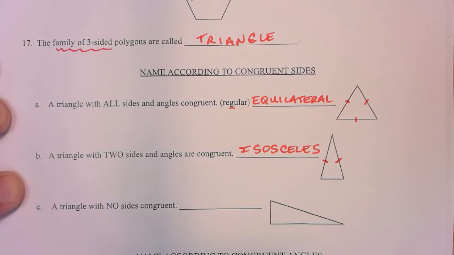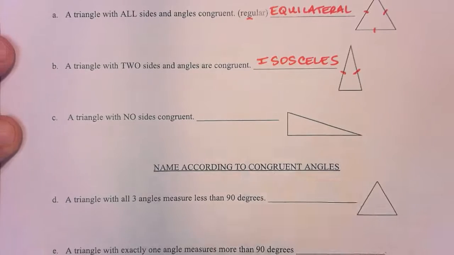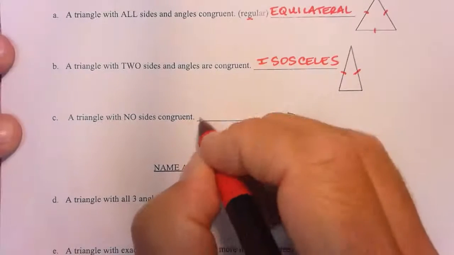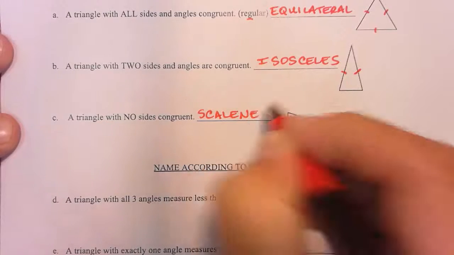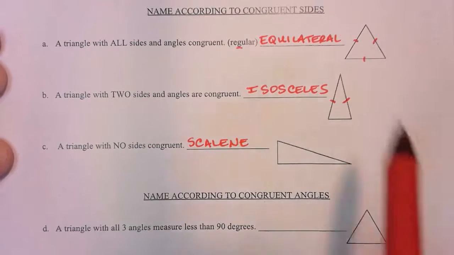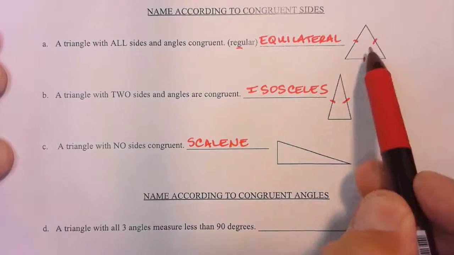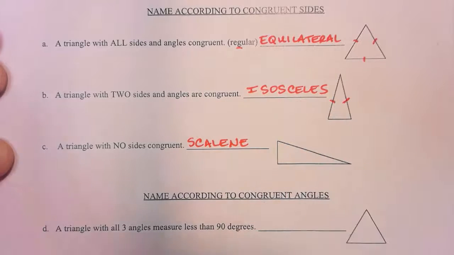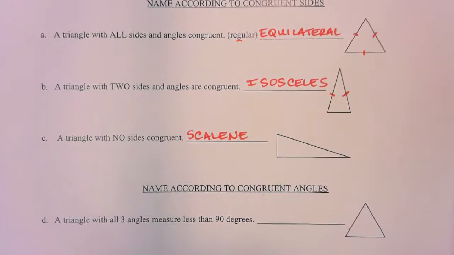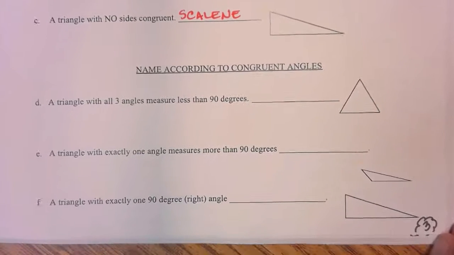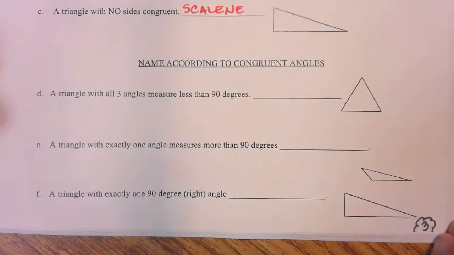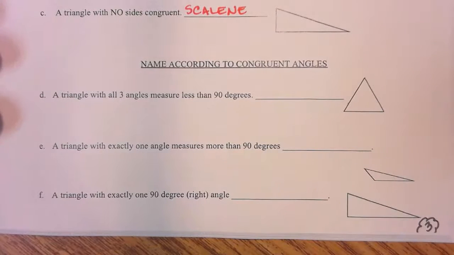When no sides are congruent, all 3 are different lengths. This is something in math called scalene. So these 3 ways to name a triangle are according to the sides. Equilateral, all 3 are the same. Isosceles, 2 are the same. And scalene, none of the sides are the same. Then, for a second name of a triangle, just like you have a first name and a last name, you can name a triangle in 2 different ways, by the sides and now by the angles.